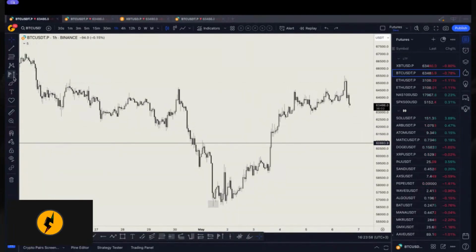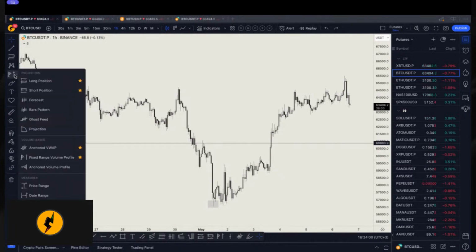Carlos Lozano is asking about the indicator. So it's here, right, in the projections. It is the fixed range volume profile in the volume based section.